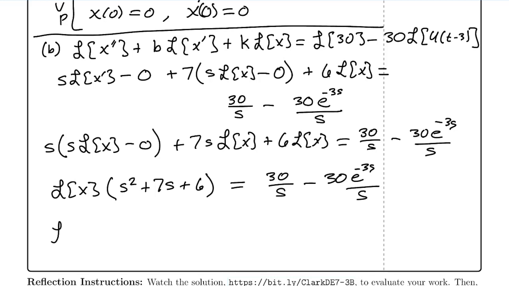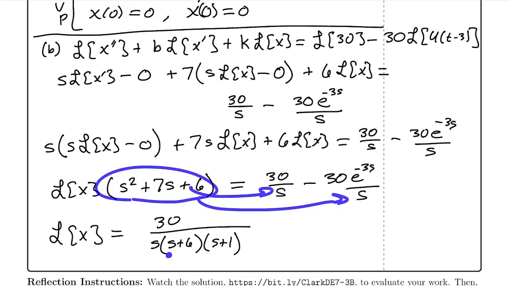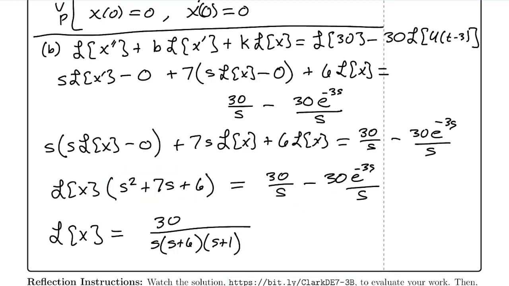And L of x, therefore, will equal 30 over... Oh, and I think this is overdamped, and that can be factored. So I'm going to divide, I think it's s plus 6, s plus 1. So when we divide this quadratic down here and down here, I'm just going to factor it into its two constituent parts: 30 over s times (s plus 6) times (s plus 1), minus 30 e to the minus 3s over s times (s plus 6) times (s plus 1).